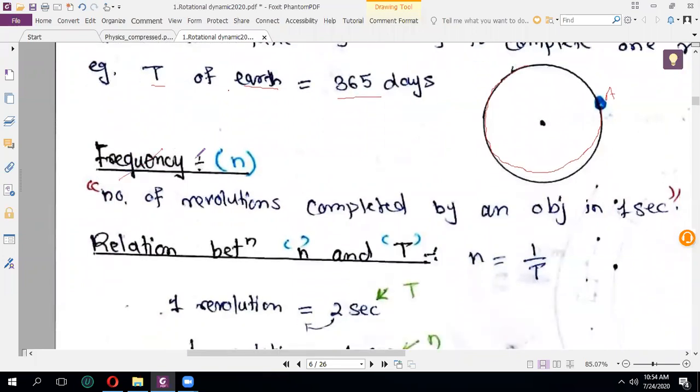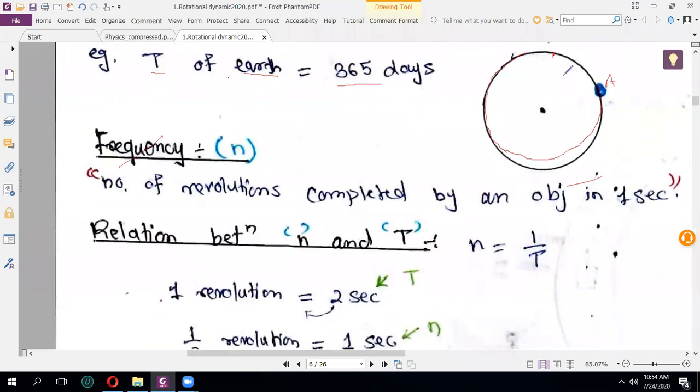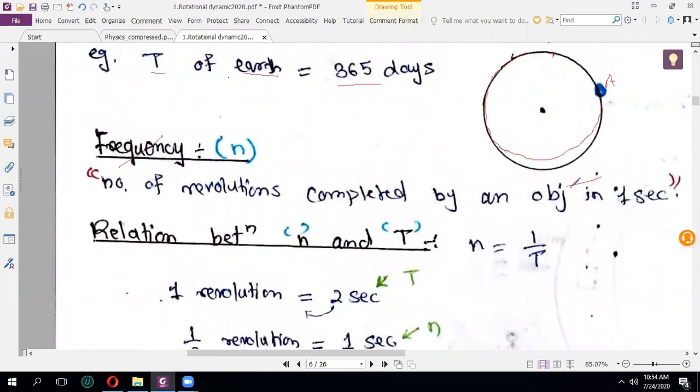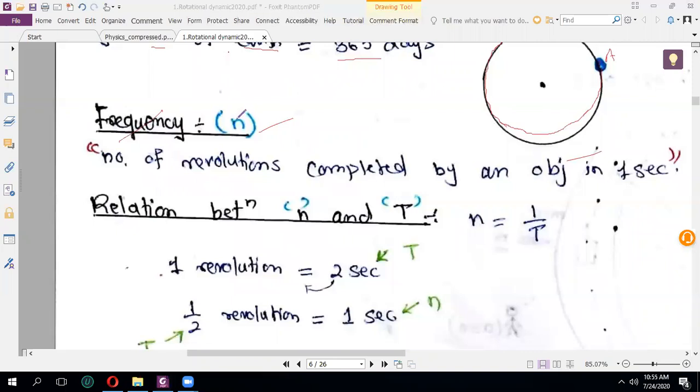Second is frequency. What is frequency? Suppose an object is moving on a circular path. The number of revolutions completed, it is not necessary that it completes the whole circle. Suppose it completed half. So the number of revolutions completed by an object in 1 second, that is called frequency. And the frequency is represented by the symbol n. Sometimes we represent it by eta, sometimes by nu, italic v.